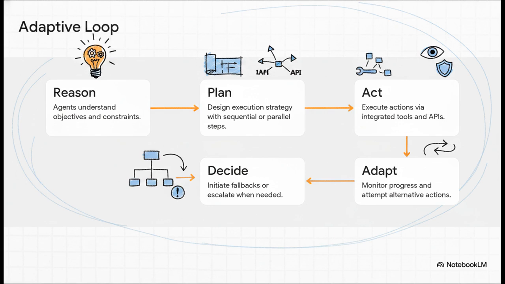They understand their objectives, design a plan, which might even involve parallel processing for speed, execute the actions, monitor progress with built-in guardrails, and, actually, this is the best part, they initiate sequential fallbacks if issues arise. So, if a tool fails or an API times out, the agent can adapt its plan and try an alternative route, completely on its own, without a human stepping in to fix it.